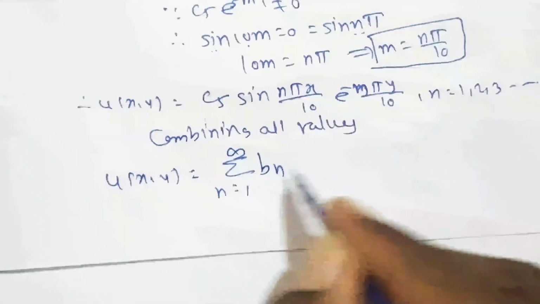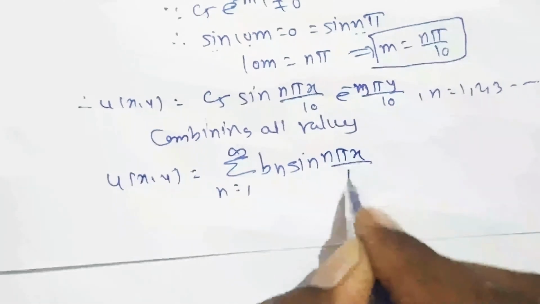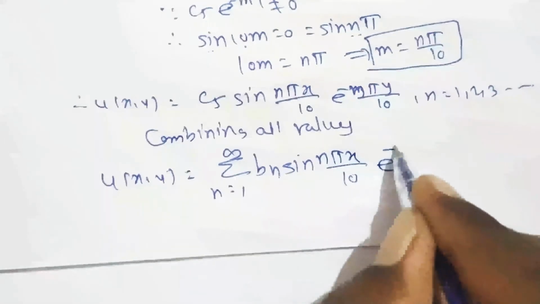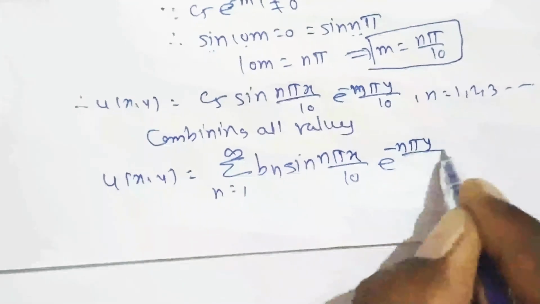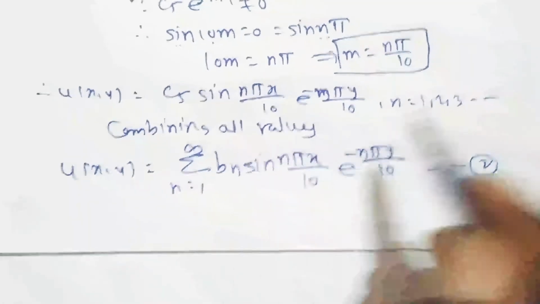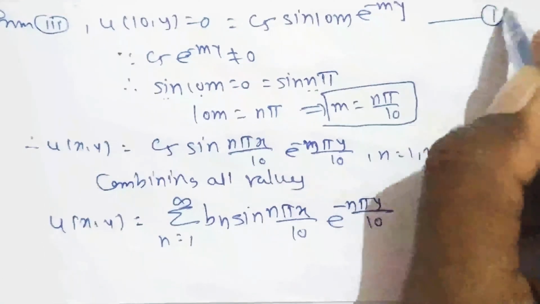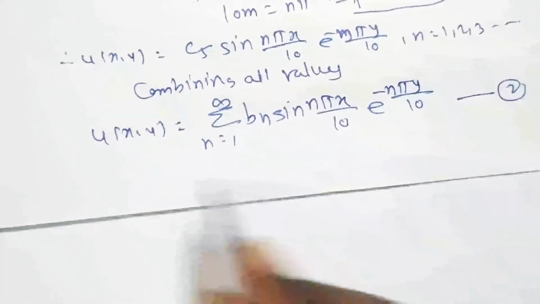C5 becomes Bn sin n pi x by 10 into e to the power minus n pi y by 10. This is equation 2, and this is equation 1 say. Now you have to find Bn here. So how do we find Bn?